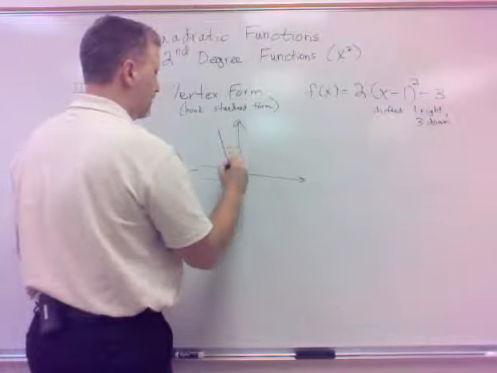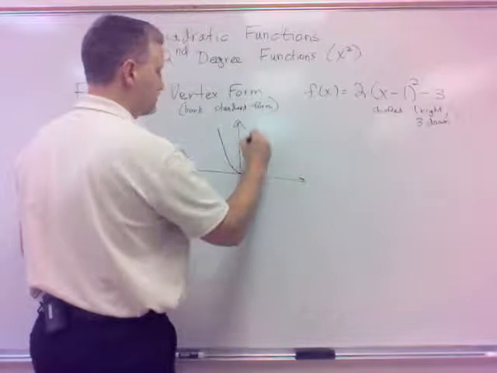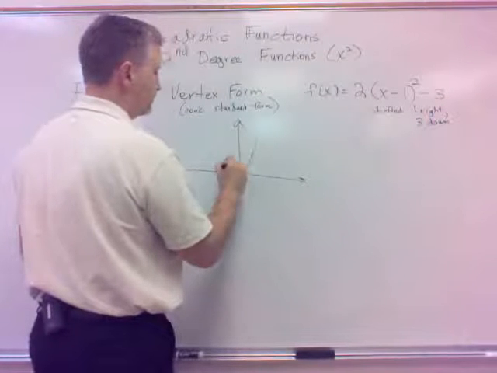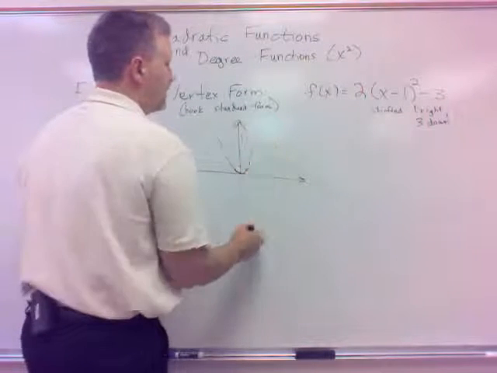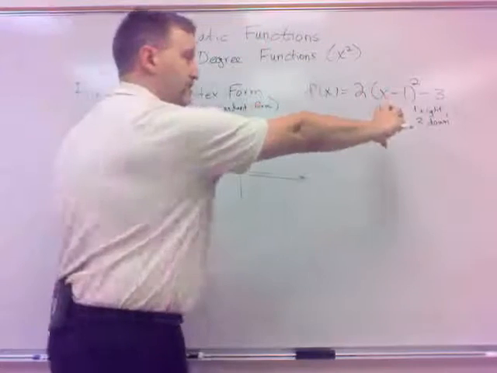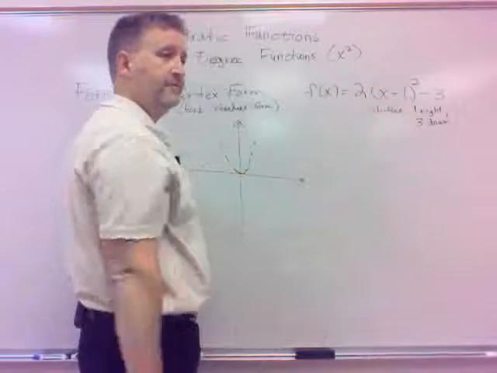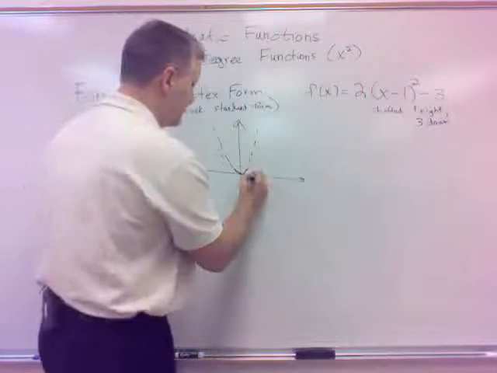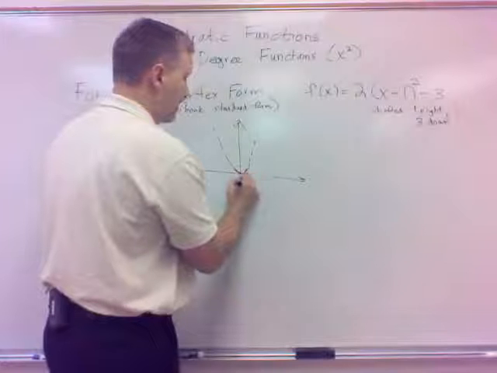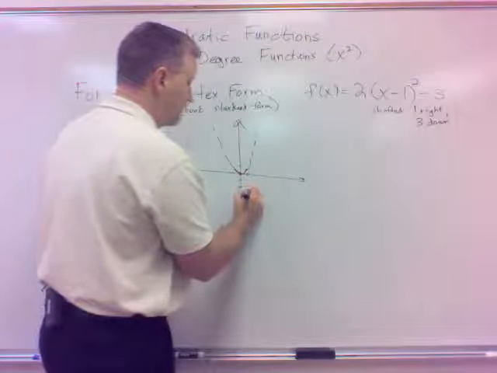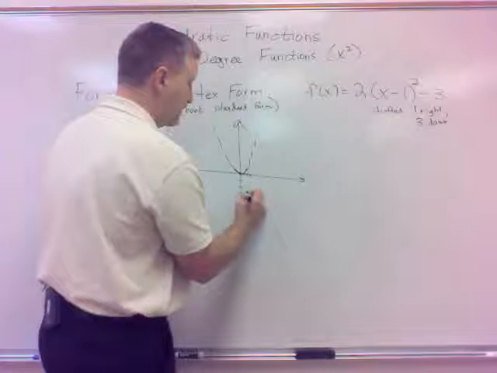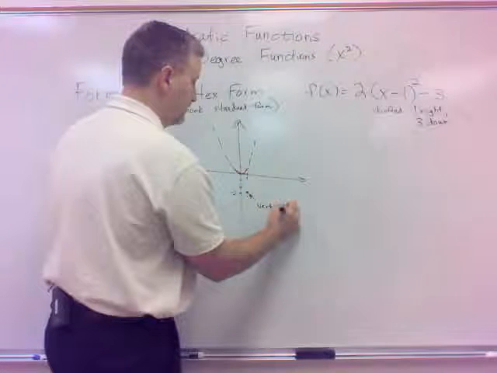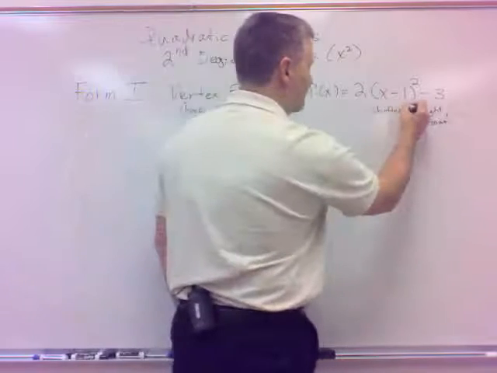It's going to take all these points. Dot that in a little bit. It's going to take that graph and shift it, among other things, 1 right and 3 down. Well, in particular, doesn't that shift that vertex to where? Shifts it to 1 to the right, down 3. So now isn't that the vertex? 1 to the right, 3 down. Where's my vertex now? Well, it's at 1, negative 3.